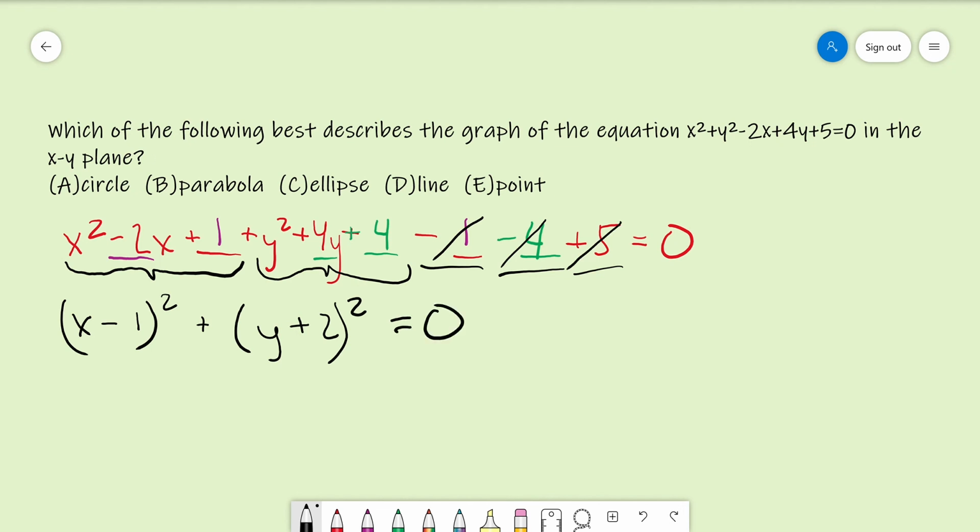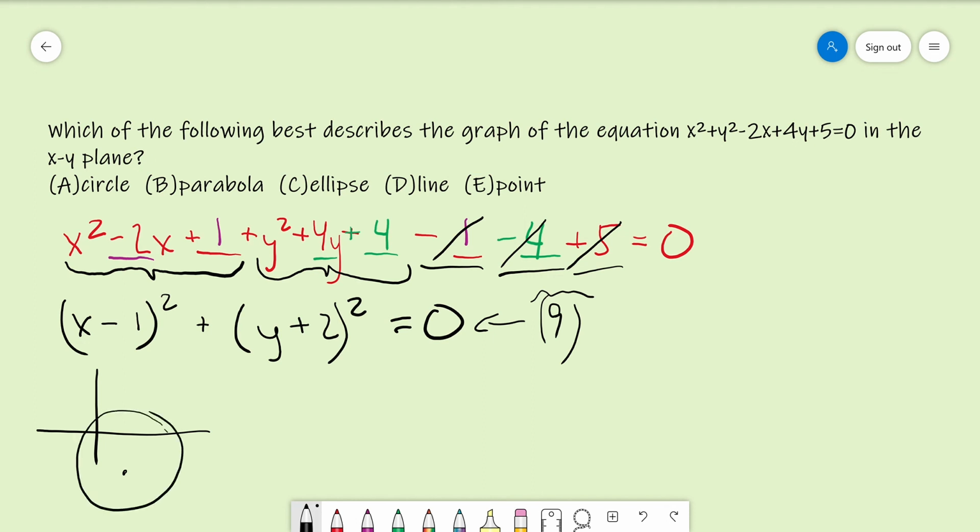Now, if we had a positive number on the right side of the equation, like for example 9, then this would have been the equation of a circle with radius 3, whatever the square root of this number is. If there were a positive 9 here, then this would be the equation of a circle with the center at x equals 1 and y equals -2, with a radius of 3. So it would have been something like this.